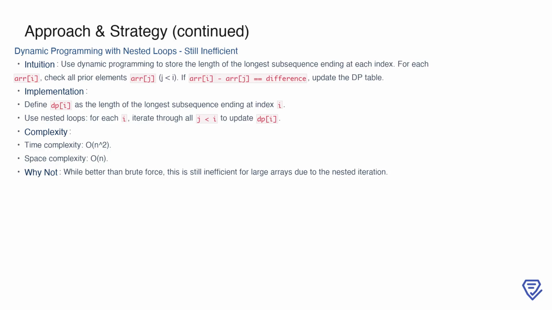Specifically, we define dp[i] as the length of the longest subsequence ending at index i. Using nested loops, for each i, we iterate through all j less than i to update dp[i]. While this is an improvement over brute force, reducing the time complexity to O(n squared), and the space complexity to O(n), it is still inefficient for larger arrays due to the nested iteration over prior elements. This motivates us to explore a more optimized solution.